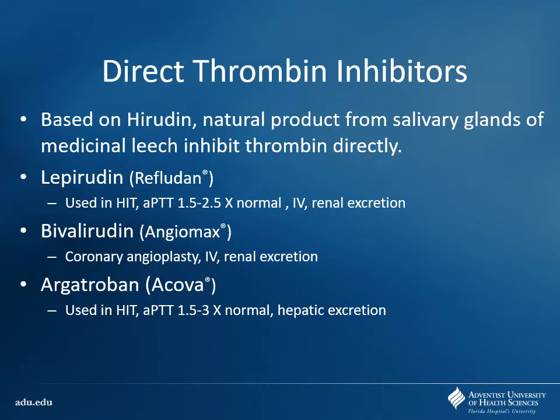So moving on to a different category. Those were getting progressively more focused on factor 10. Let's focus on factor 2 for a little bit. These are called the direct thrombin inhibitors. These are directly affecting factor 2. What's interesting is these are actually based off of the product called hirudin. Anyone know where hirudin actually comes from?